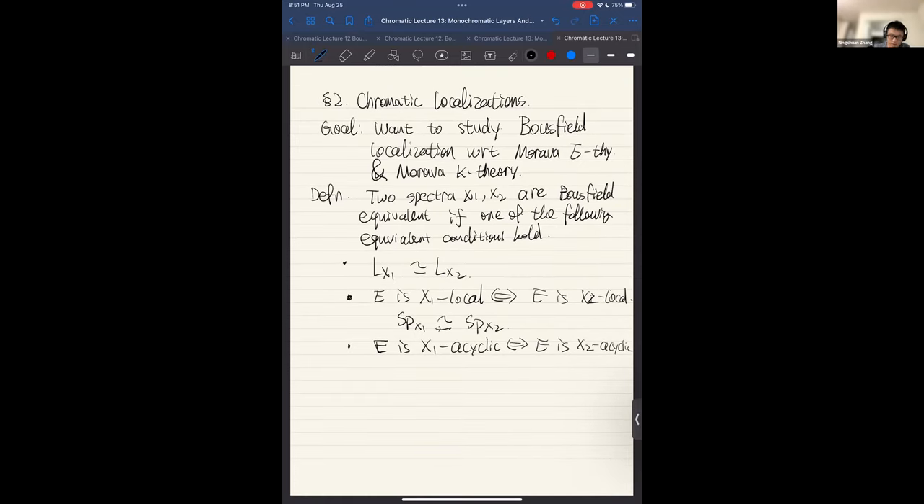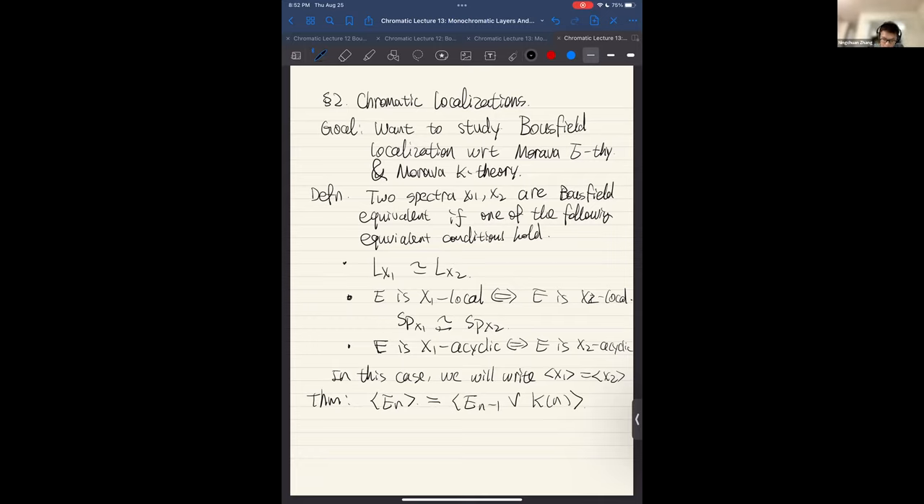And the theorem, an important theorem, is the following. In this case, we will write X1 angle bracket equals X2 angle bracket, where angle bracket means Bousfield equivalence classes of spectra. So theorem: the Bousfield class of En is equivalent to the Bousfield class of En minus one, wedge the Bousfield class of Kn.